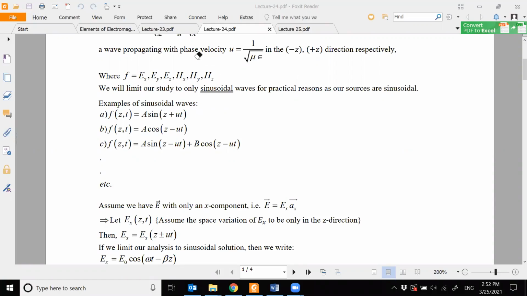In electrical engineering, our sinusoidal sources are mostly represented in a cosine form. Therefore, we will assume this as the solution to our electromagnetic wave, which is a logical solution for us because the main source of this electromagnetic wave is a sinusoidal source. Okay, then let's move forward.